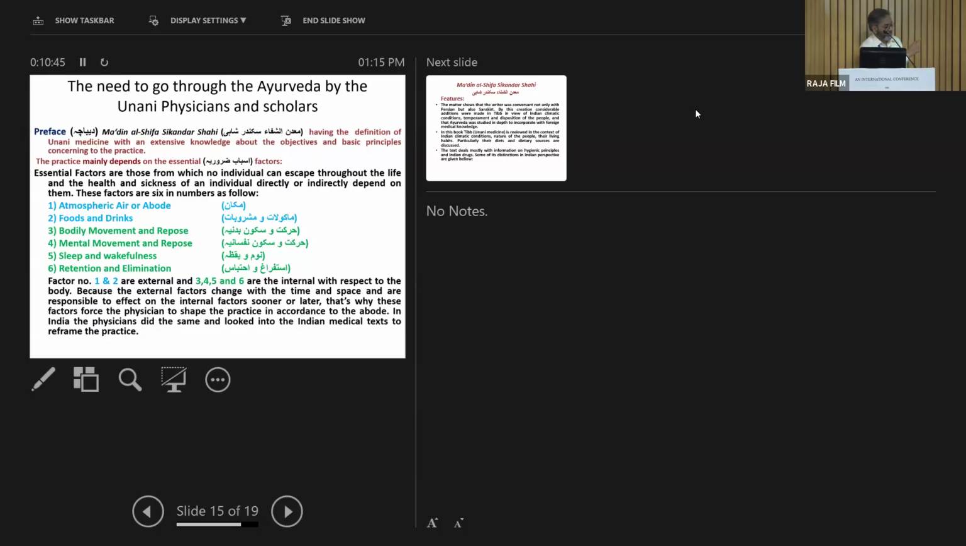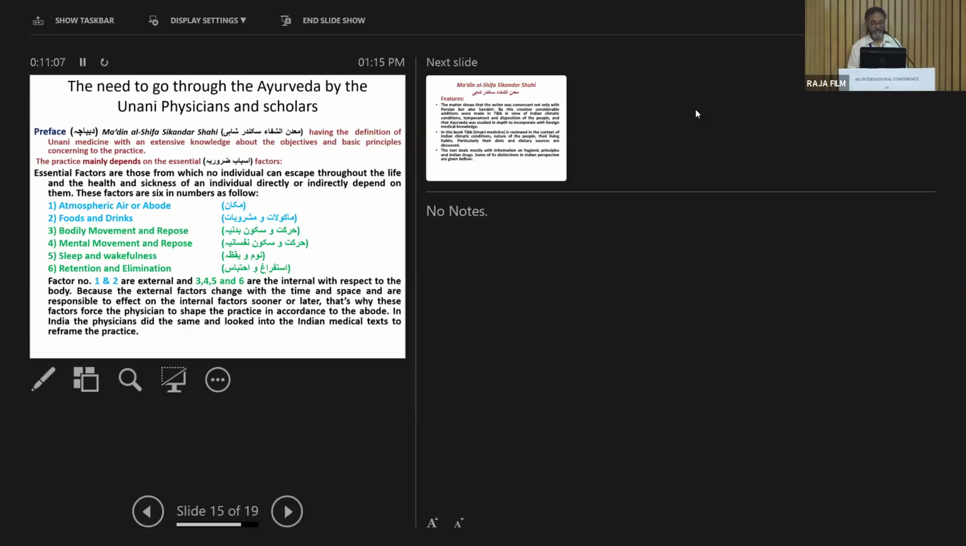But what is important? I have shown two factors in blue. These are very important, because everybody goes from one place to another with the body, but everybody is unable to shift the atmosphere, the abode, the habits, the surroundings. So our nature has to adjust there.